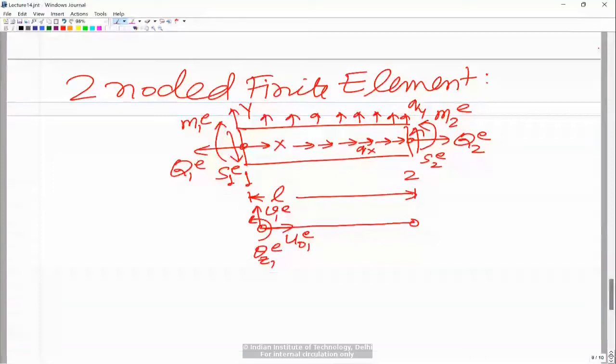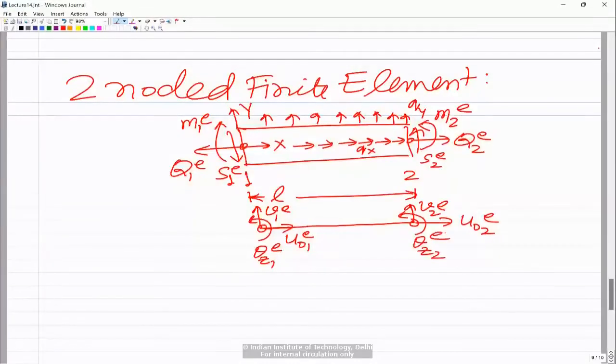Since we are considering a two-noded element, we have to have the degrees of freedom corresponding to each variable at each node. Similarly here you will have u naught 2e, v2e, and the rotation theta z 2e. So these are the degrees of freedom, which I am simply writing as DOFs. At each node you have 3 degrees of freedom, and for the element as a whole, you have 6 degrees of freedom.